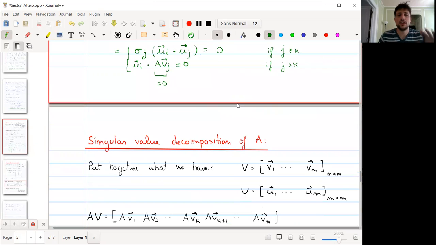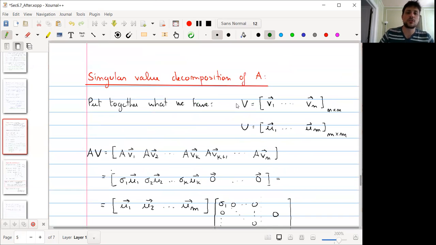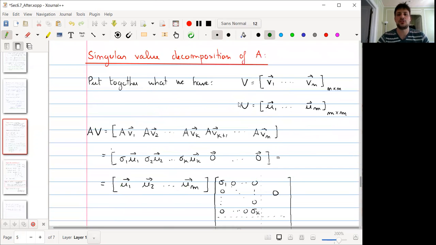Okay, now that we have all the properties of these vectors, we are ready to wrap everything up in the following slide, which is about the singular value decomposition of A. So we'll do it like this. Let me define two matrices, V and U. These contain the vectors V1 through Vn and U1 through Un, the basis vectors that we've been working with.